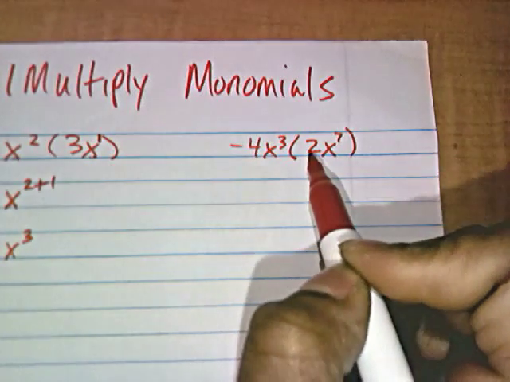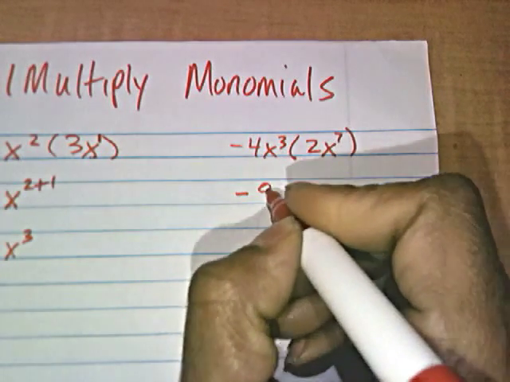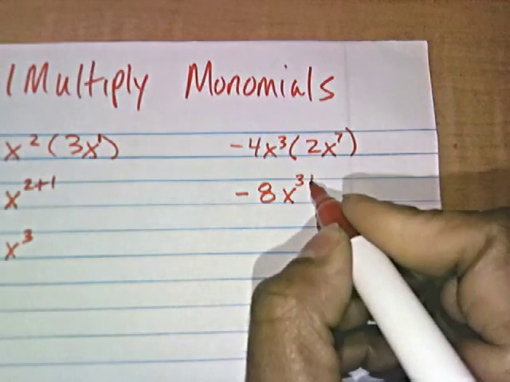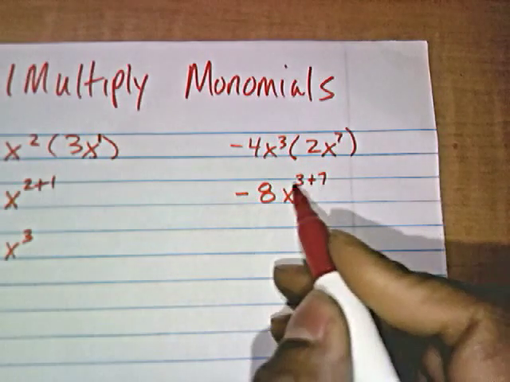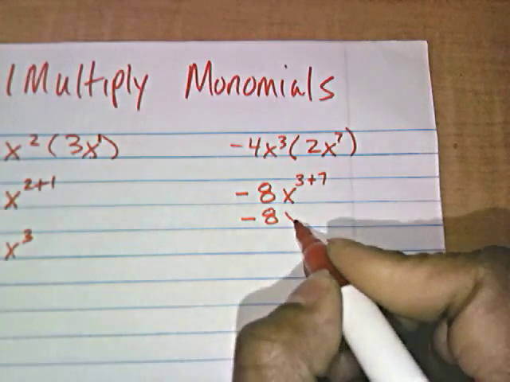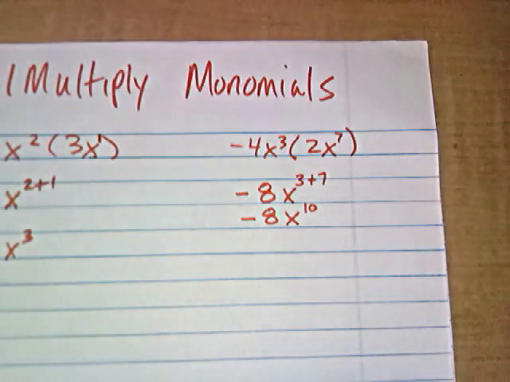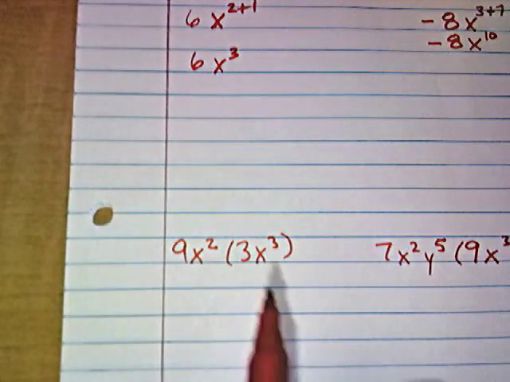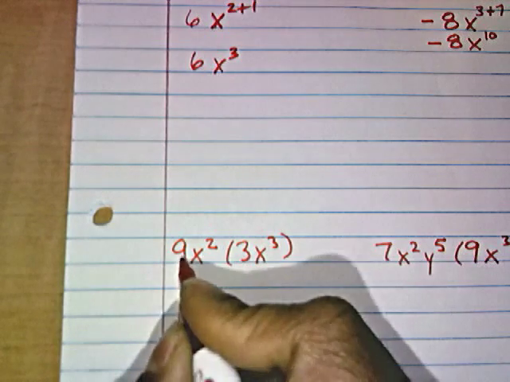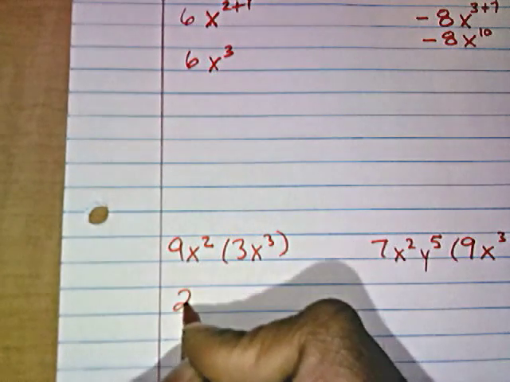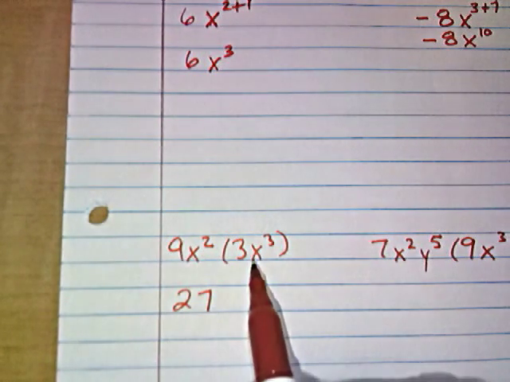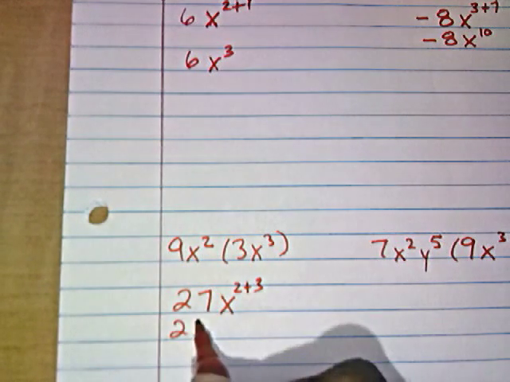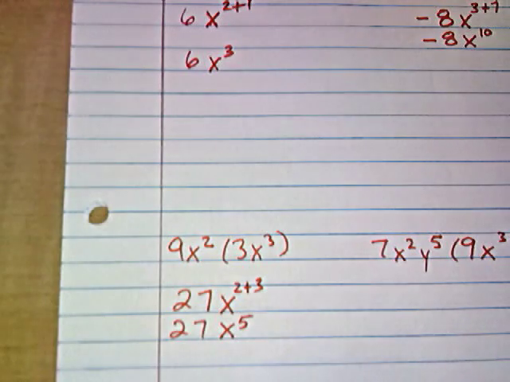Alright, negative 4 times 2 is negative 8. My x's match, so I have x to the 3 plus 7 right there. Those are my exponents. Negative 8, x to the 10. That's that problem. And then we have this one. I have my numbers. 9 times 3, when I put that in my calculator, is 27. The x's match. 2 plus 3, 27, x to the 5th.